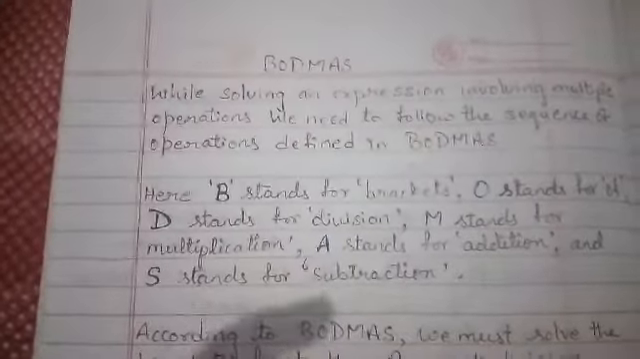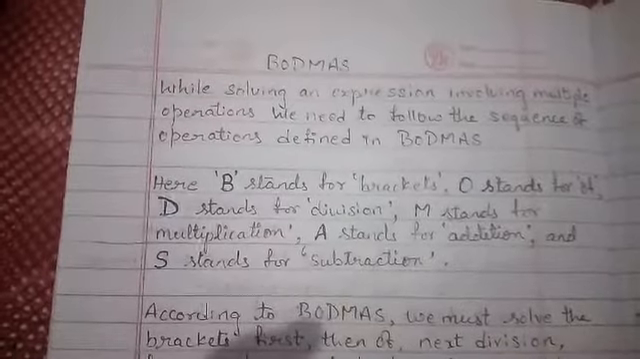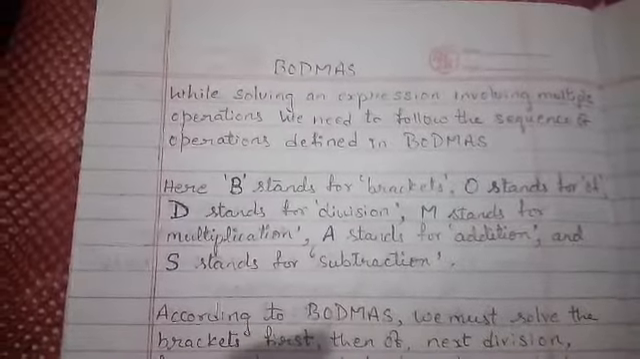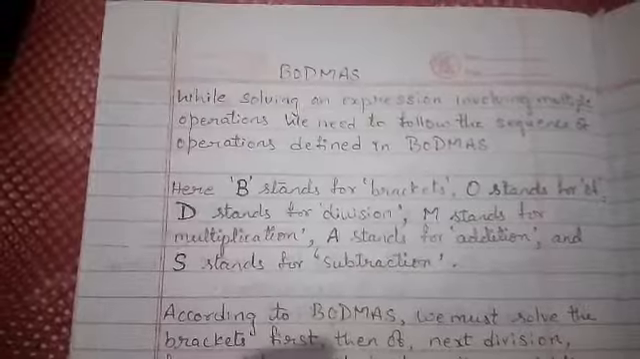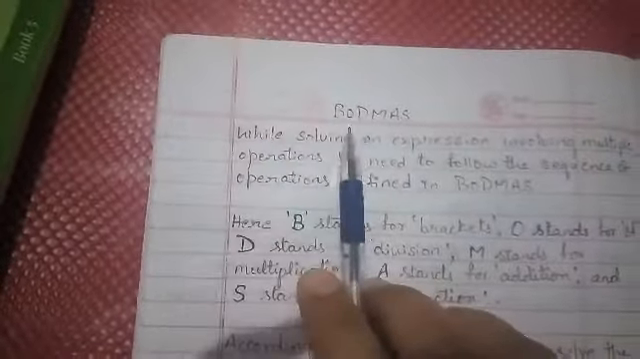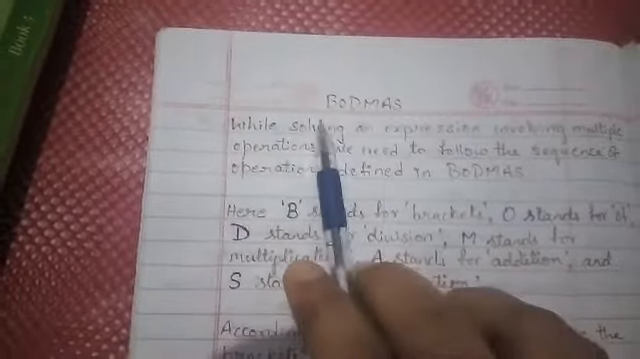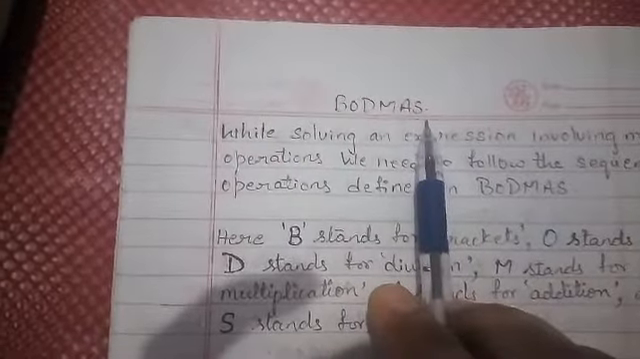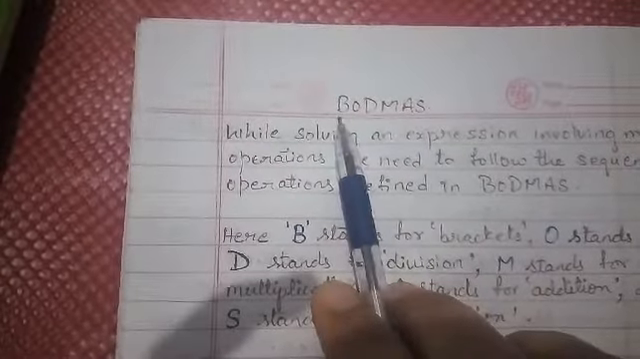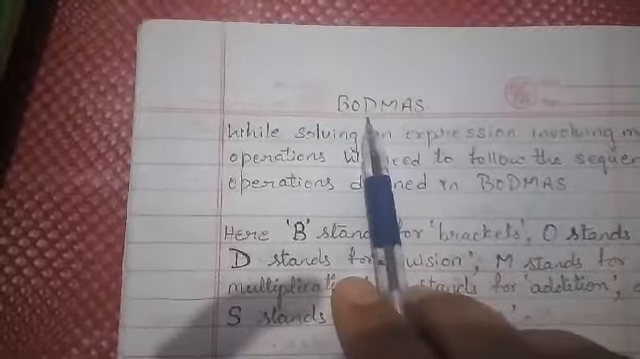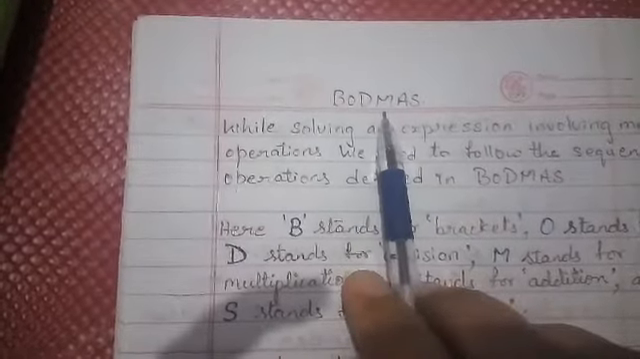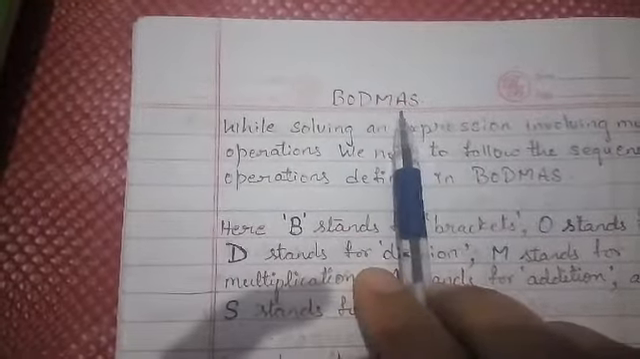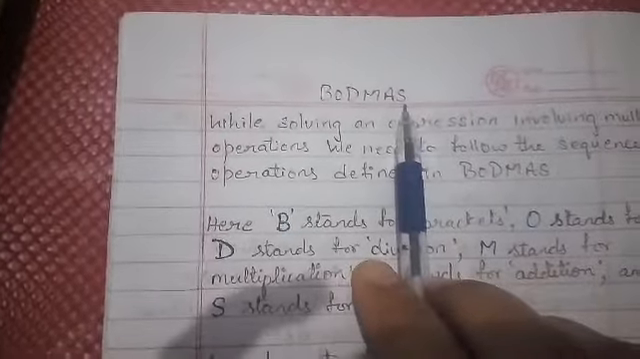After addition, subtraction, multiplication, division, now we will study about brackets and of, that is BODMAS. Okay. Now see what is here. BODMAS. B stands for bracket, O stands for of, D stands for division, M stands for multiplication, A stands for addition, and S stands for subtraction.